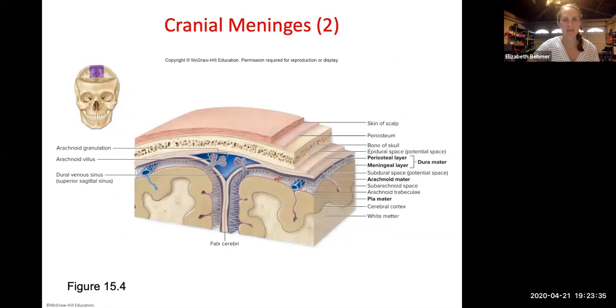Okay, questions on the meninges or meninge layers? Okay.